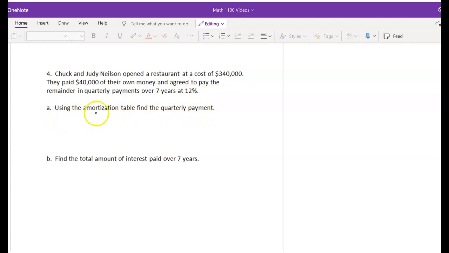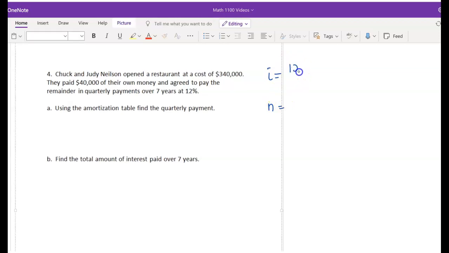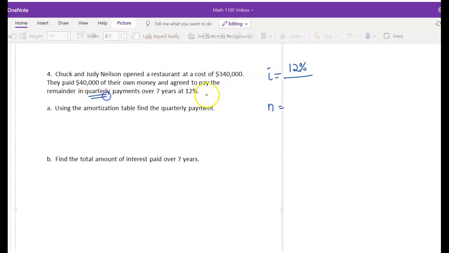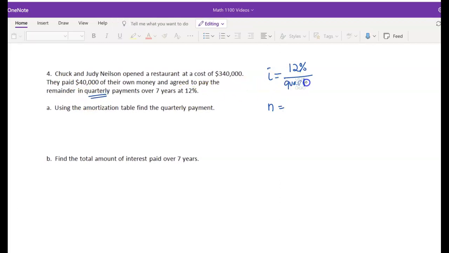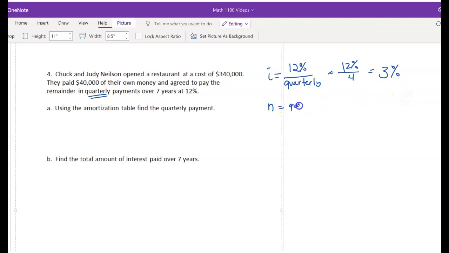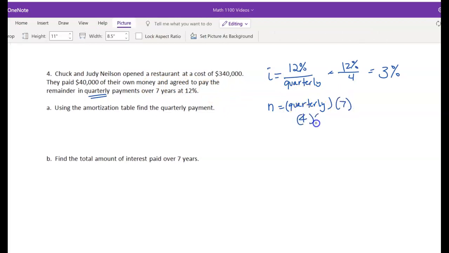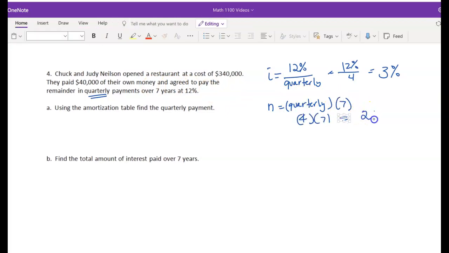So to use the amortization table, we're going to need to calculate our I and our N value. Our I says 12%, and in this case, it's quarterly payments. So 12% divided by 4, we're going to use the 3% column this time. And if they make quarterly payments for 7 years, 4 times 7, there'll be 28 payments total.